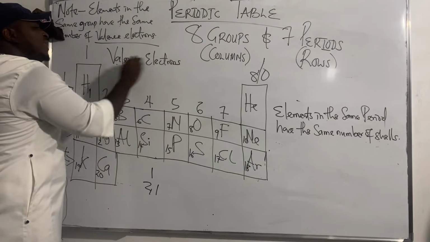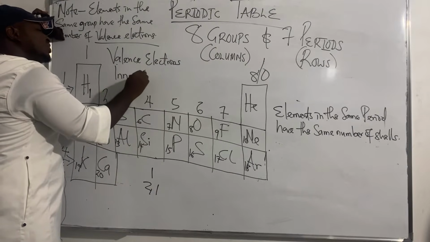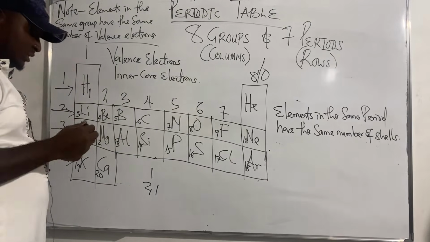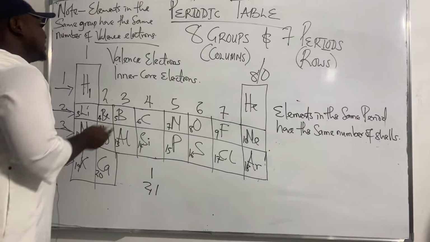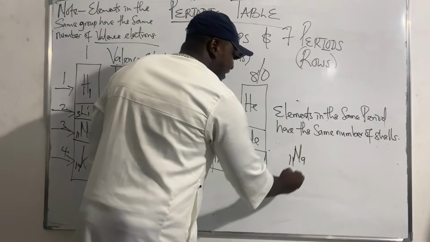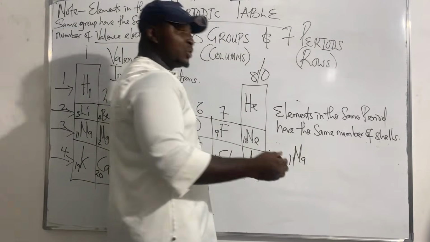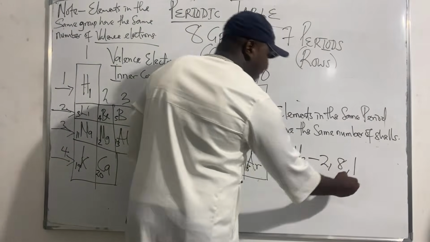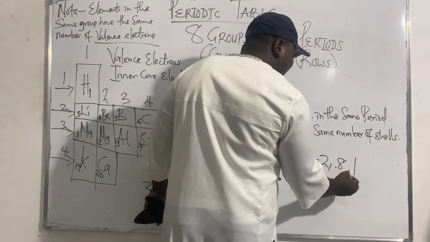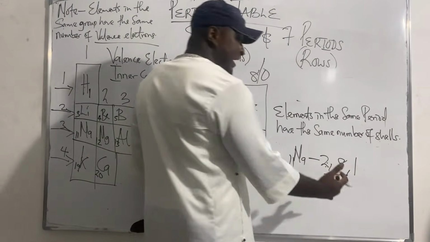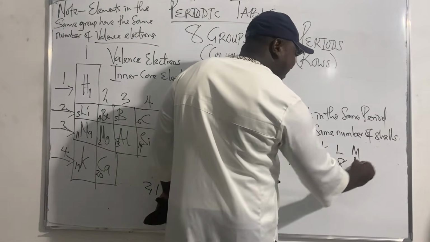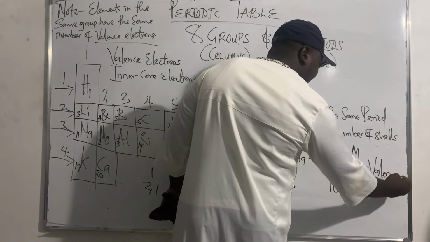Every element has 2 types of electrons: valence electrons and inner core electrons. For example, look at sodium 11. What is the electronic configuration of sodium? 2, 8, 1, right? 2 in the K shell, 8 in the L shell, 1 in the M shell. Among these, the first 2 and 8, 2 plus 8 is 10, are the inner electrons. This last electron in the last shell, the M shell, is called the valence electron.